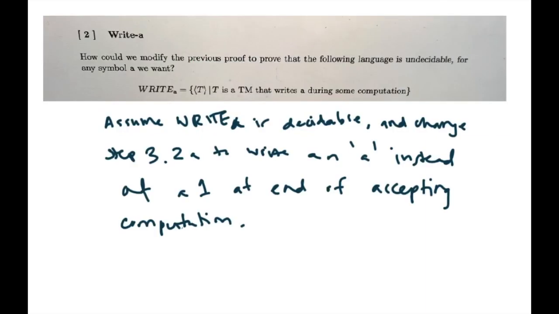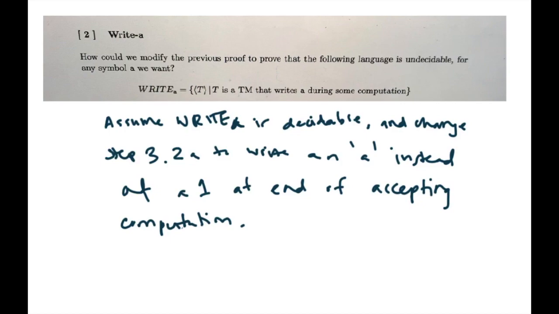So the second problem is an extension of the first problem, and it's asking how we can modify the previous proof for the language Write1 to prove that WriteA is undecidable for any symbol A that we want. So we're going to do our proof the same way, where the first step is to always just assume that WriteA is decidable. And now instead of writing a 1 at the end of the accepting computation, we're just going to write an A instead. So it's pretty much the same proof.